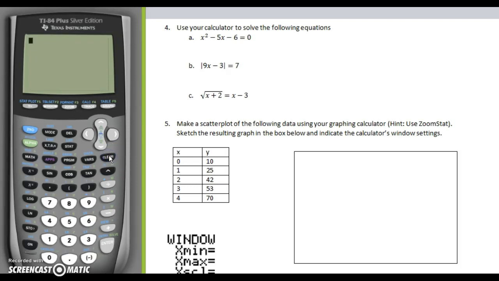Okay, now we're going to do the second part of this video. I'm going to do problems number 4 and 5. So number 4, we're asked to solve an equation using our graphing calculator.